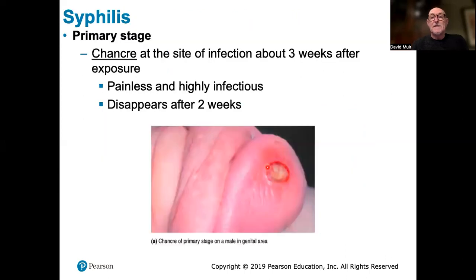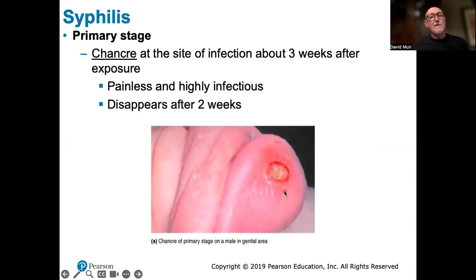Now, syphilis is potentially a very, very serious illness. It begins with the development of a sore around the spot where the infection took place. So the organisms entered the skin here, and it ends up reproducing in that area, but also causing an immune response, which results in this ulcer. But this ulcer is completely painless.